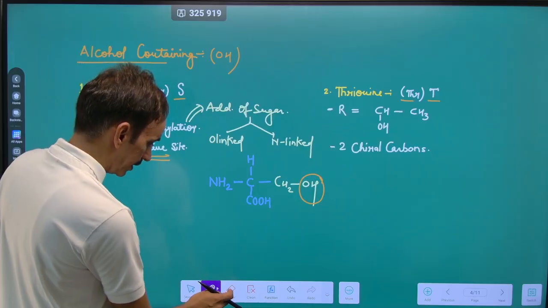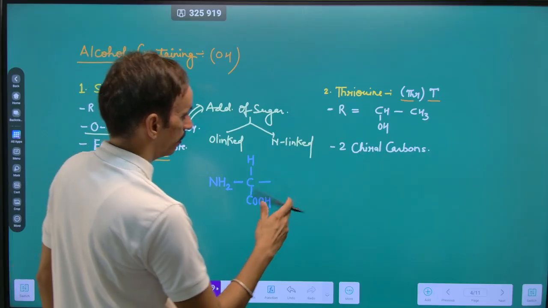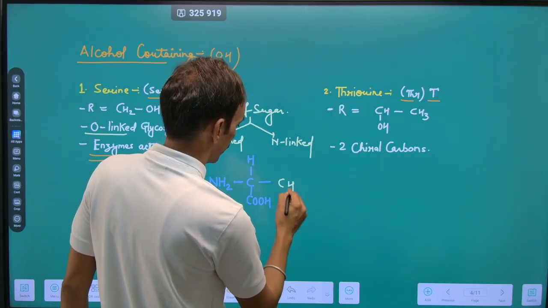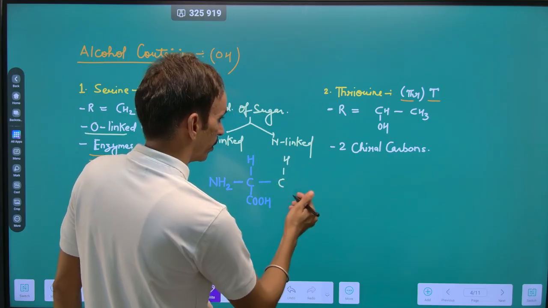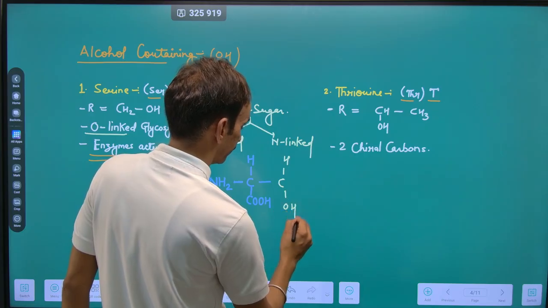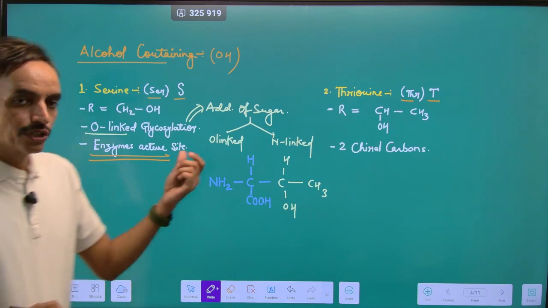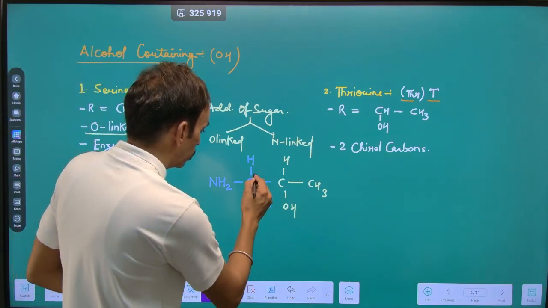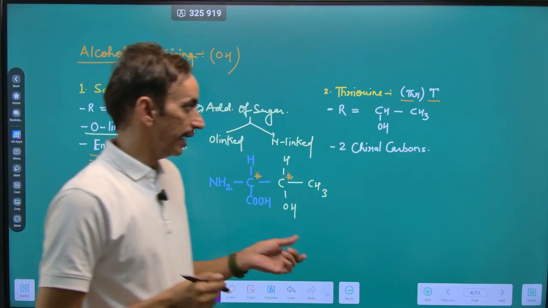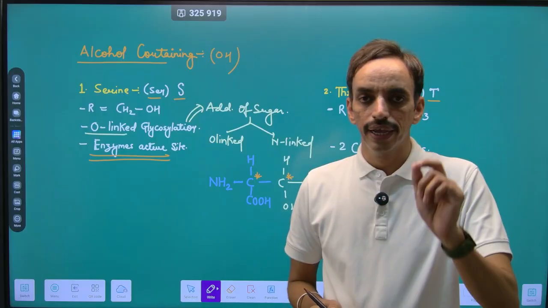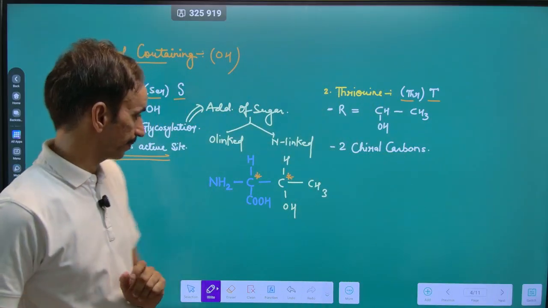If you put this in this framework structure, it will become like this: CH, OH, CH3. Now again, like isoleucine, the threonine, it also has two chiral carbons. We can see over here. So ये चीज याद रखनी है आपको. The isoleucine and the threonine, they are having two chiral carbons.